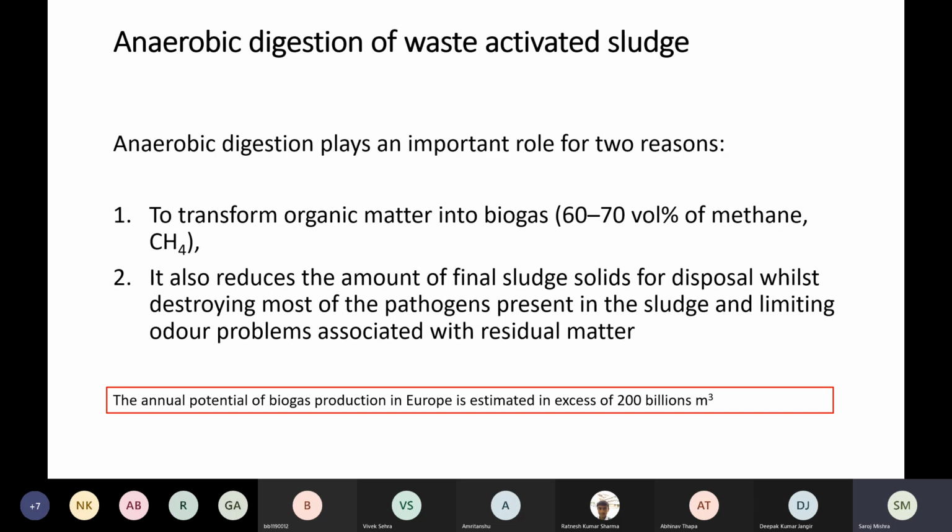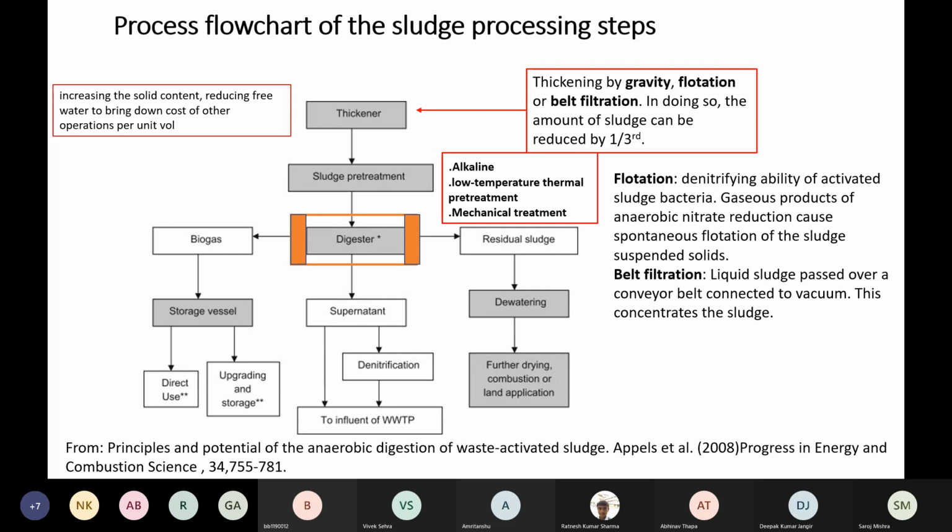Now, in Europe, the annual potential of biogas production is estimated in excess of 200 billion cubic meters. This is how much biogas can be produced, and that's a huge source of energy, and it's clean energy. Plus, a lot of things associated with disposal of the sludge are also taken care of. Because of all of these reasons, it's becoming a very important process. So now let's look at the anaerobic digestion process. What are the steps which have to be carried out in order to make this sludge available for methane production?